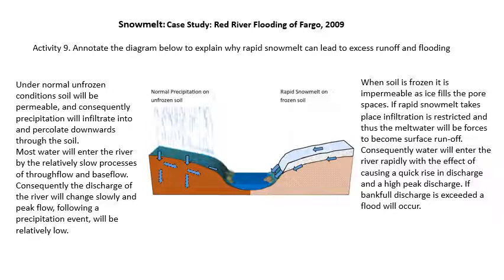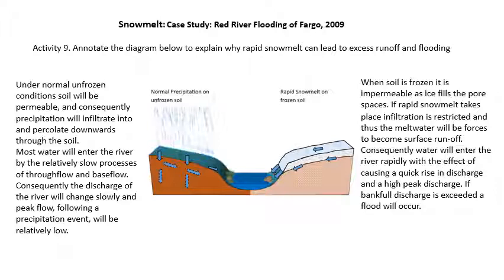So you then had to move on to look at another factor which leads to excess runoff and potentially flooding, and the next factor was another natural factor, which is snowmelt. You had a little video to watch about this case study, so the Red River and the flooding that occurred in 2009. Once you'd watched the video, you then had an activity where you had to annotate the diagram below, which is indicating the change in that river basin after the snow event, to show how the rapid snowmelt led to excess runoff and flooding.